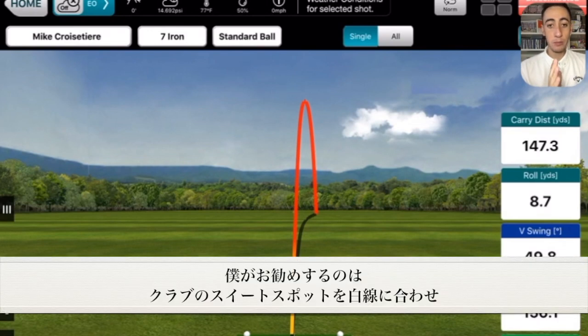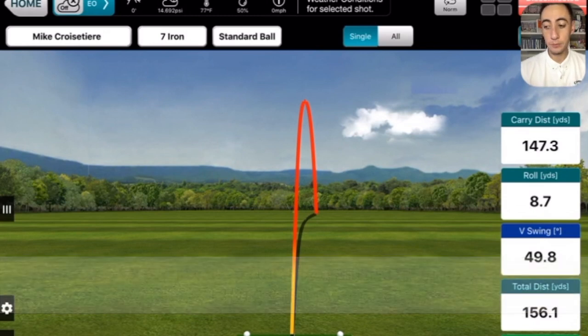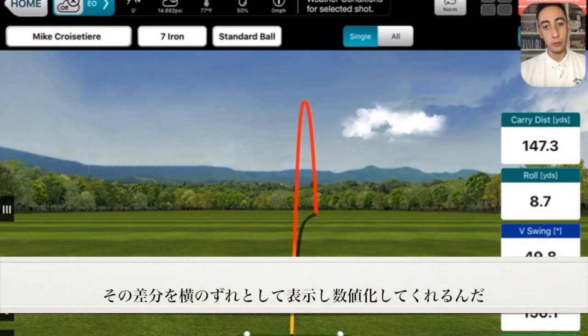What I currently recommend my players do, when you're trying to track your golf swing, is set the sweet spot of the golf club up to that white line, take your normal setup, and start making your normal golf swing. Don't try to hit the ball straight, just hit the golf ball how you normally hit it. FlightScope is going to track where the golf ball lands relative to that target line, and that's going to become your lateral deviation.